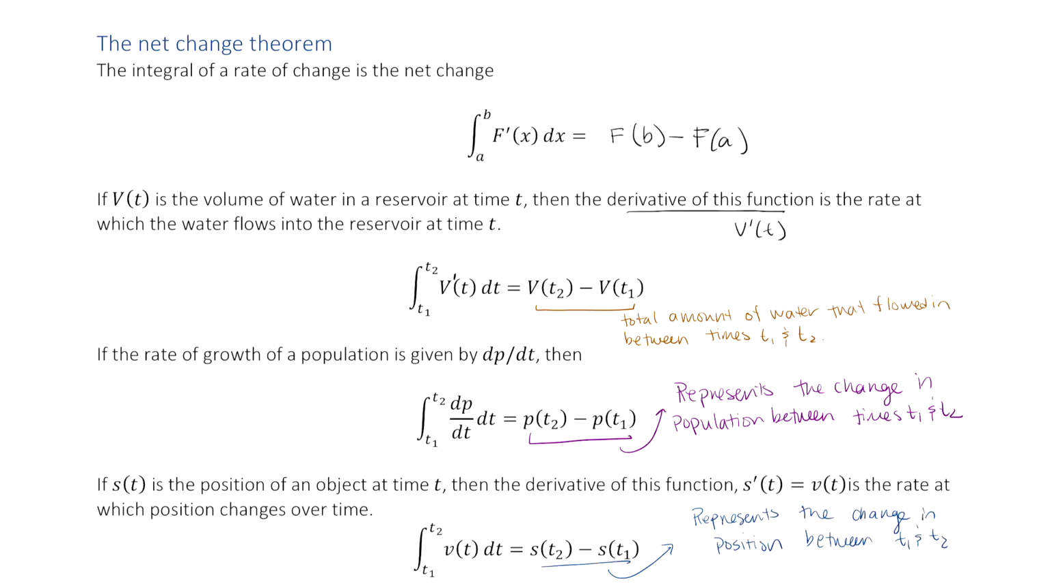So the overall takeaway is that any time you integrate a rate of change, you end up with a net change. So again, if this rate of change is how water flows into the reservoir, if we integrate that, we end up with the net change in water in the reservoir. If we integrate the rate of change of population growth, we end up with the net change of population. If we integrate the rate of change of a position, then we end up with the net change in position.